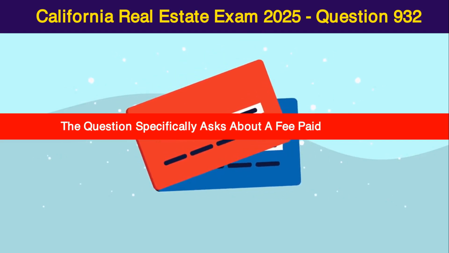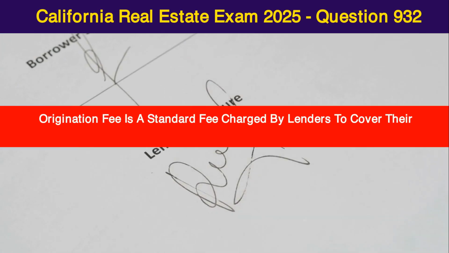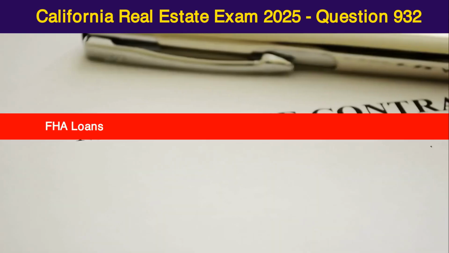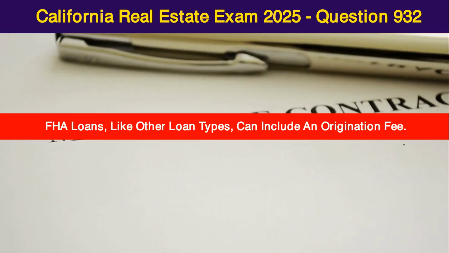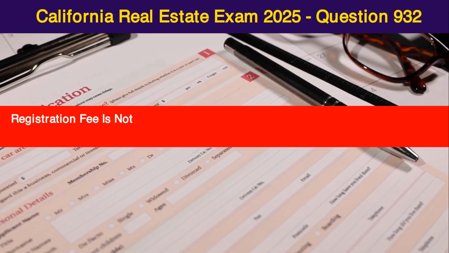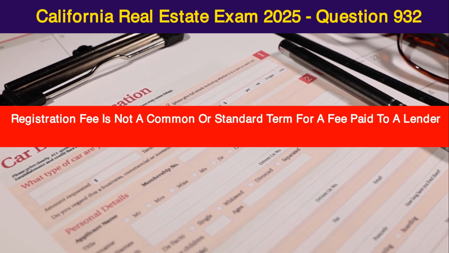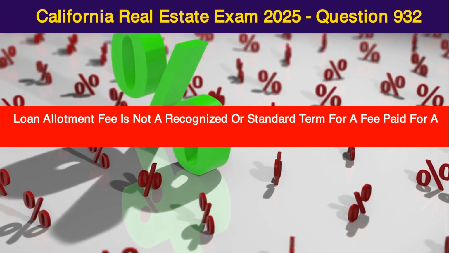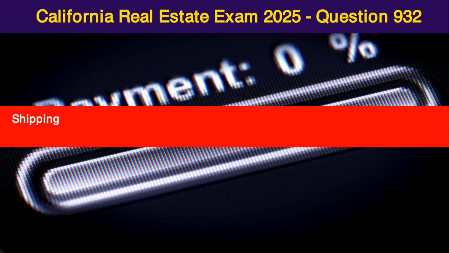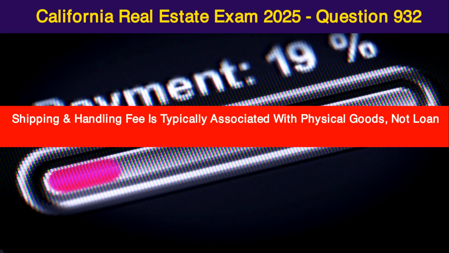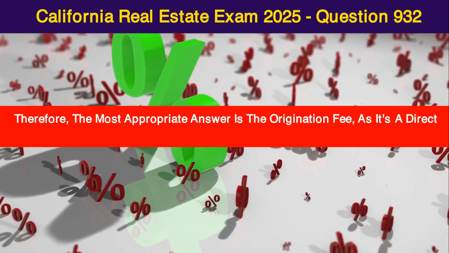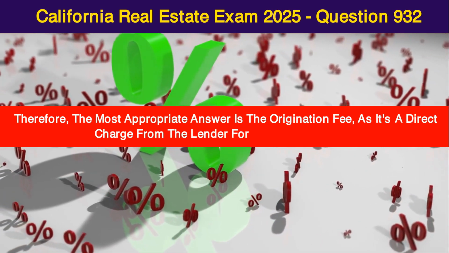The question specifically asks about a fee paid to a lender. Origination fee is a standard fee charged by lenders to cover their administrative costs of processing, underwriting, and funding the loan. FHA loans, like other loan types, can include an origination fee. Registration fee is not a common or standard term for a fee paid to a lender for an FHA loan. Loan allotment fee is not a recognized or standard term for a fee paid for a mortgage loan. Shipping and handling fee is typically associated with physical goods, not loan processing. Therefore, the most appropriate answer is the origination fee, as it's a direct charge from the lender for providing the loan.